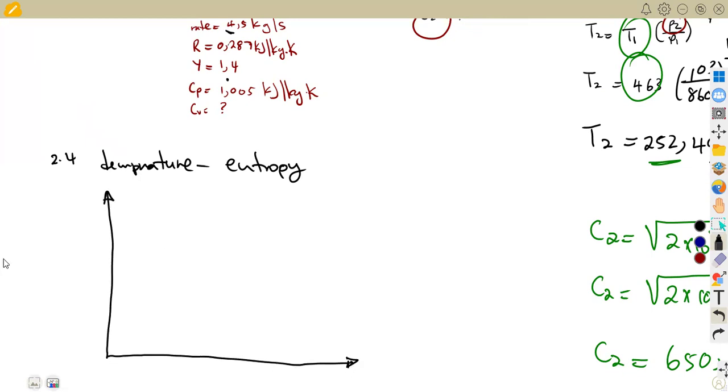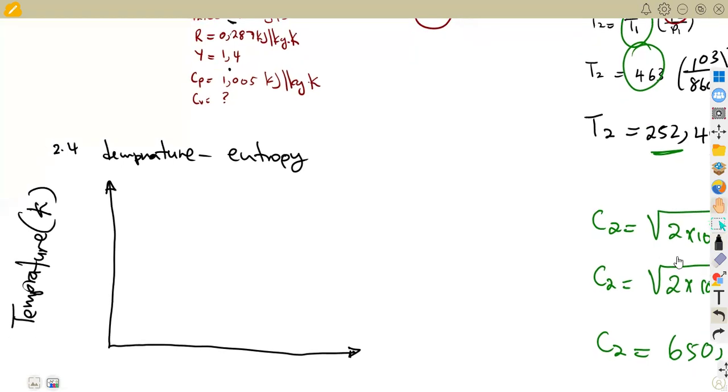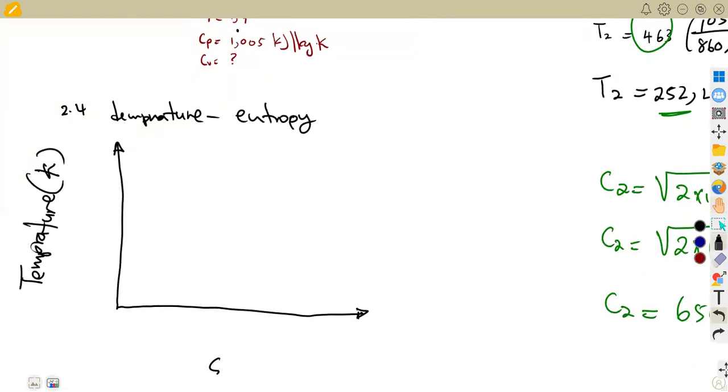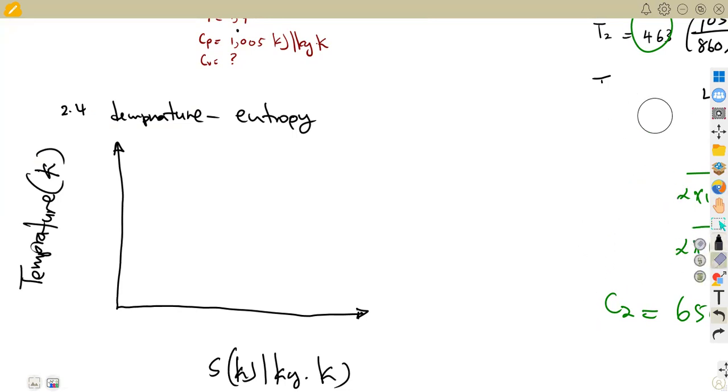So here you have your temperature on this side, in kelvins, okay? Then on this side, this is your entropy, which is S, in kilojoules per kg Kelvin. So our diagram is going to be like this. Why am I removing T2? I need T2. Let me just remove this part here.